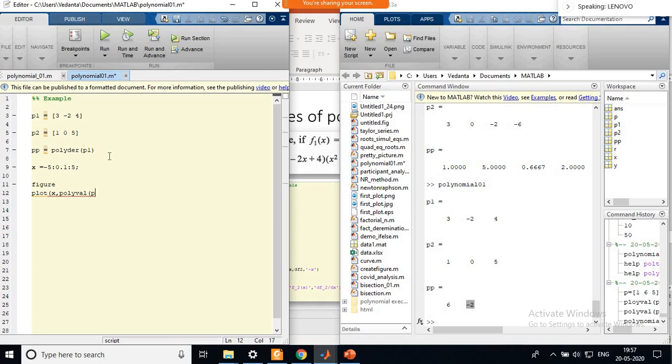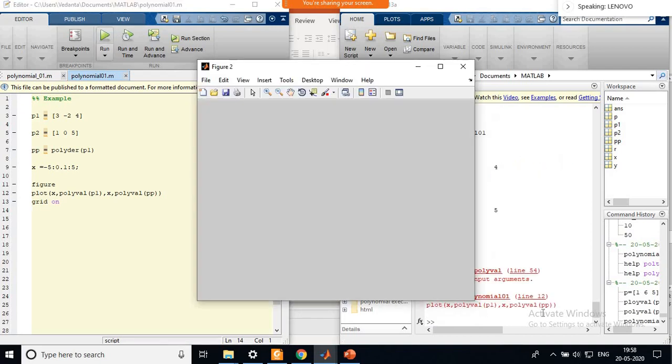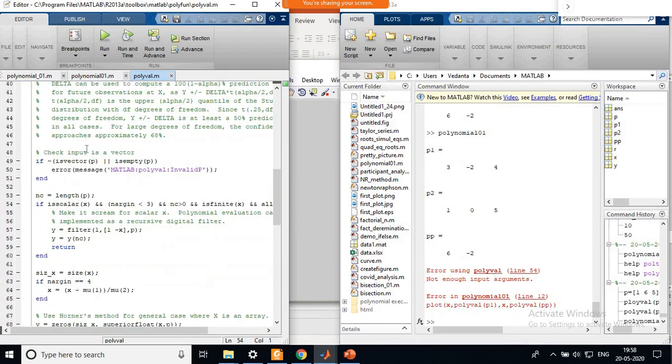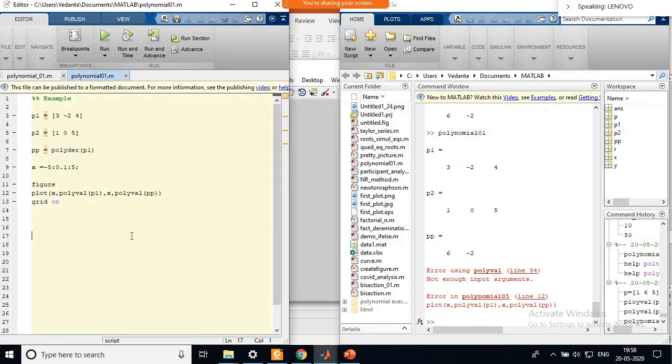What is the polynomial? P1 is my polynomial. Then second, pp is the vector, polyval of pp as another one, but I need to provide the x-axis here also. Then I will close it and say grid on. So you can just plot and see it. There are some errors: not enough input arguments. So polyval.